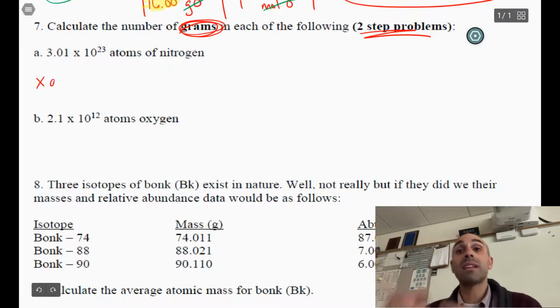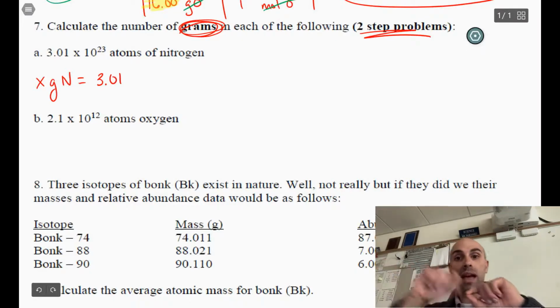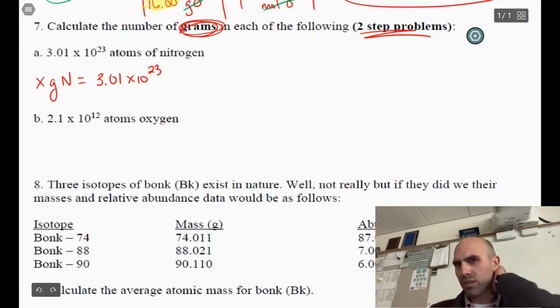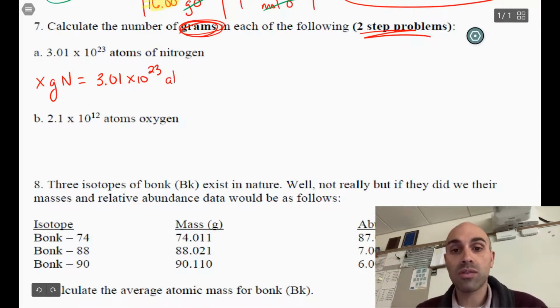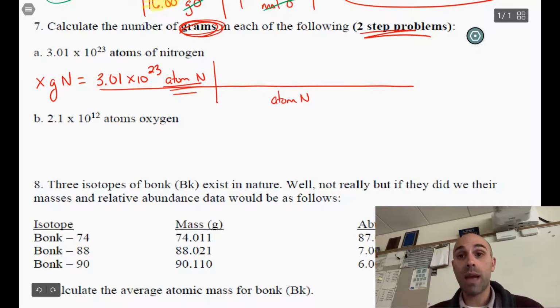Here we're going the complete opposite way. We just went grams to atoms. Now we're going to go atoms to grams. Vice versa. So how many grams of nitrogen are in 3.01 times 10 to the 23rd atoms of nitrogen? Again, we cannot go right from atoms to grams. You first need to go from atoms to moles. Atoms on top, atoms on the bottom. Moles go to the top.